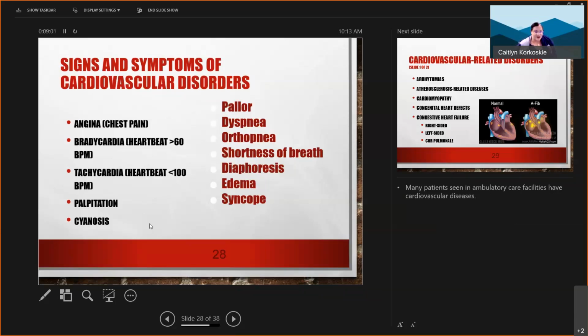So palpitations as well, which is that feeling of a really rapid heart rate and sometimes a skipped beat.